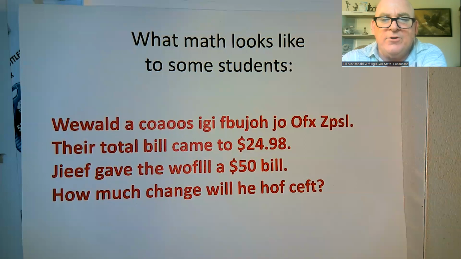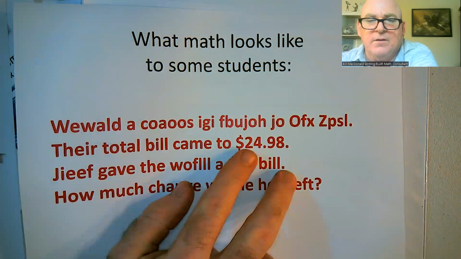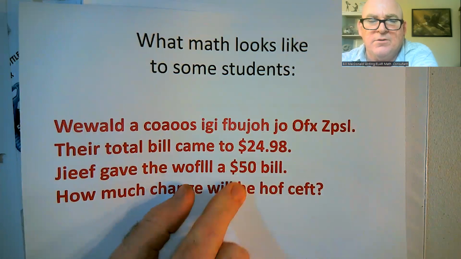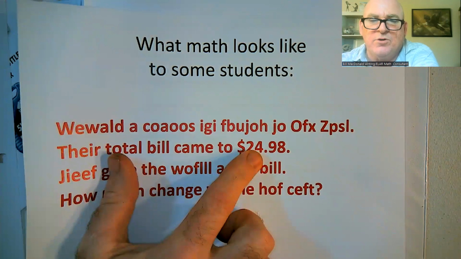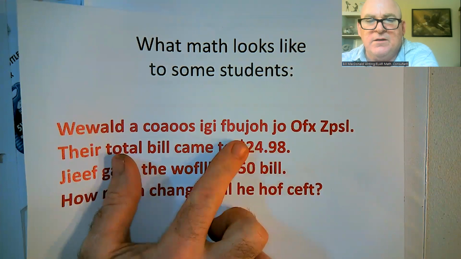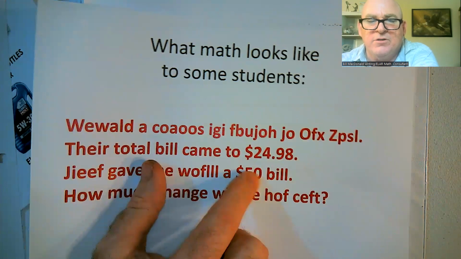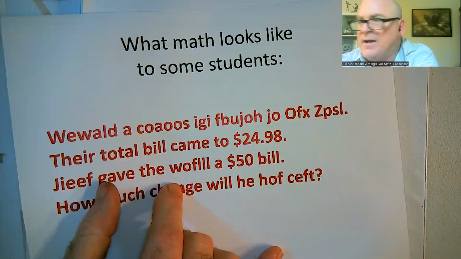Well, all I understood was the keywords dollars, dollars, and how much change. The only numbers I understood were $24.98. Okay. Cents and dollars. Conversions and change, you typically subtract.